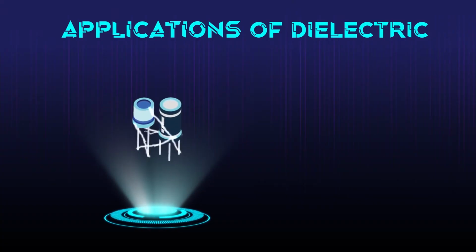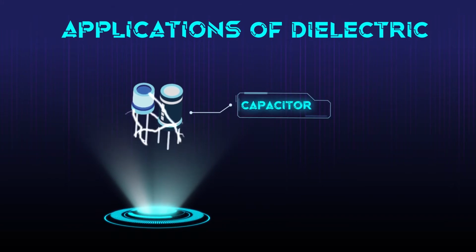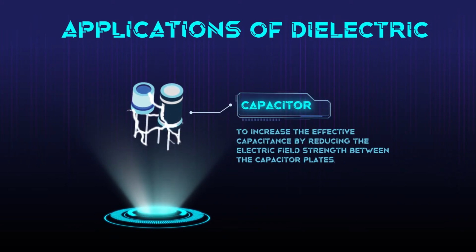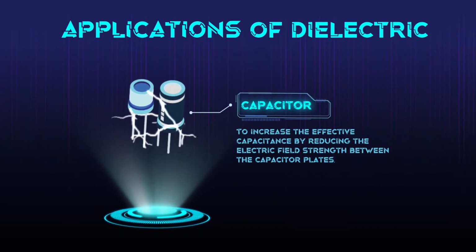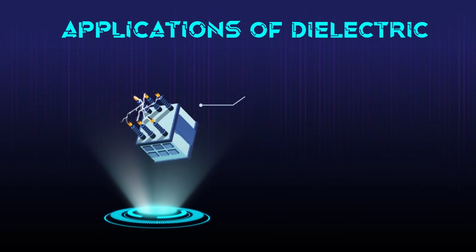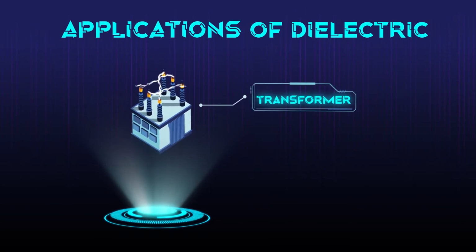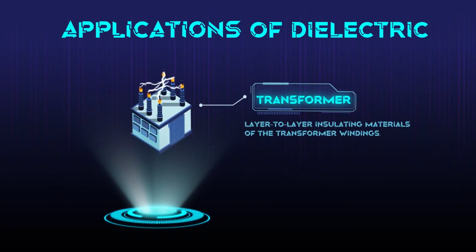Dielectric material finds its use in energy storage applications like capacitors to increase the effective capacitance. It reduces the electric field strength between the capacitor plates, and also reduces the possibility of shorting out by sparking during high voltages. These materials are also an essential element of a transformer where it is used as layer-to-layer insulating materials of the transformer windings.